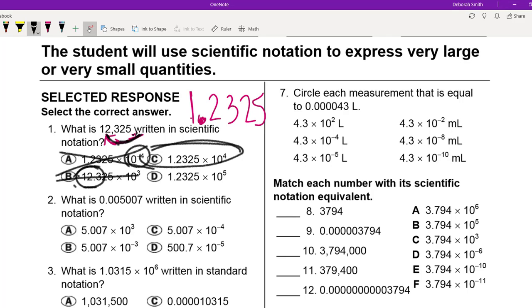Number 2, what is this number written in scientific notation? So I'm looking at these and I'm saying, I'm not going to pick this guy because it's not a number between 1 and 10. Looking at the rest, because it is a decimal, I'm not going to pick a positive exponent because that would suggest it should be a really large number. So I'm looking between B and C.